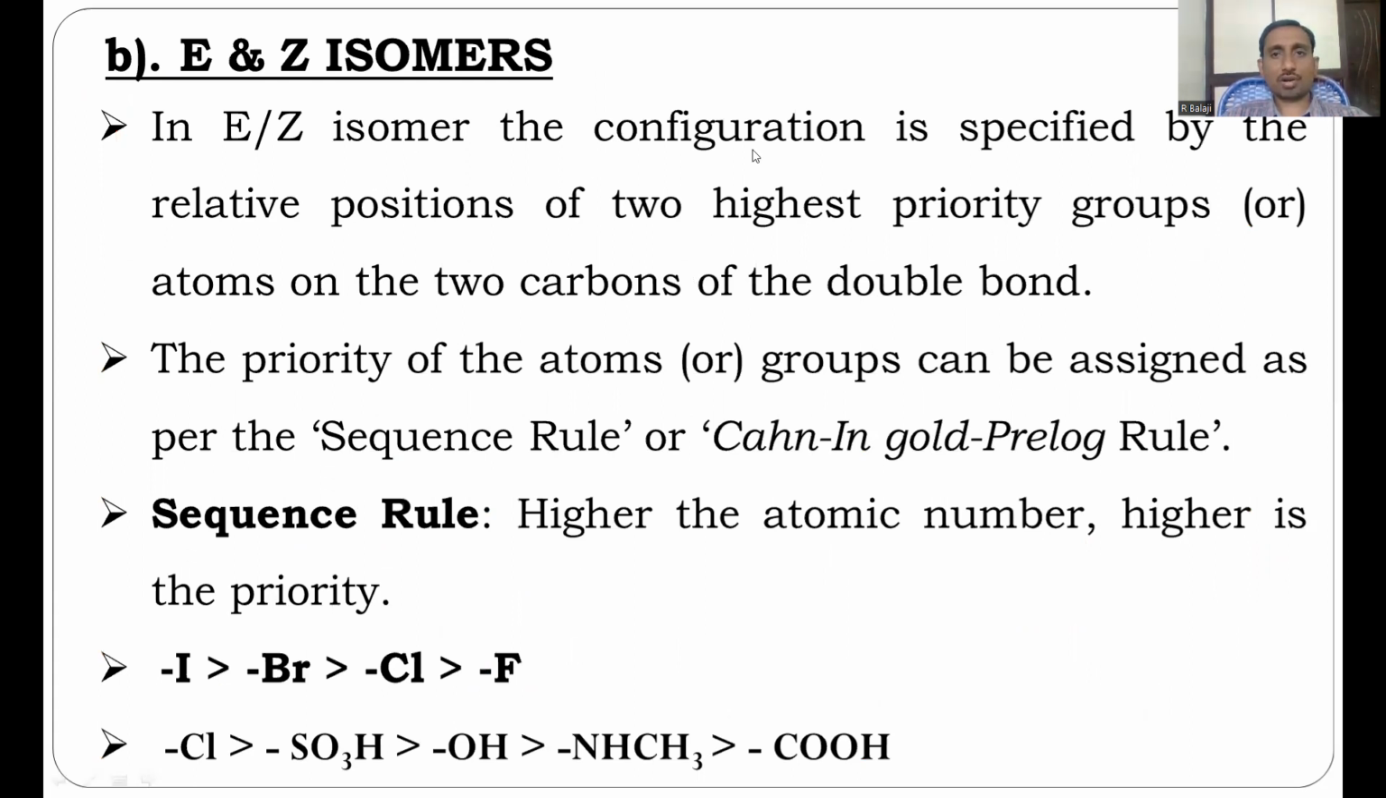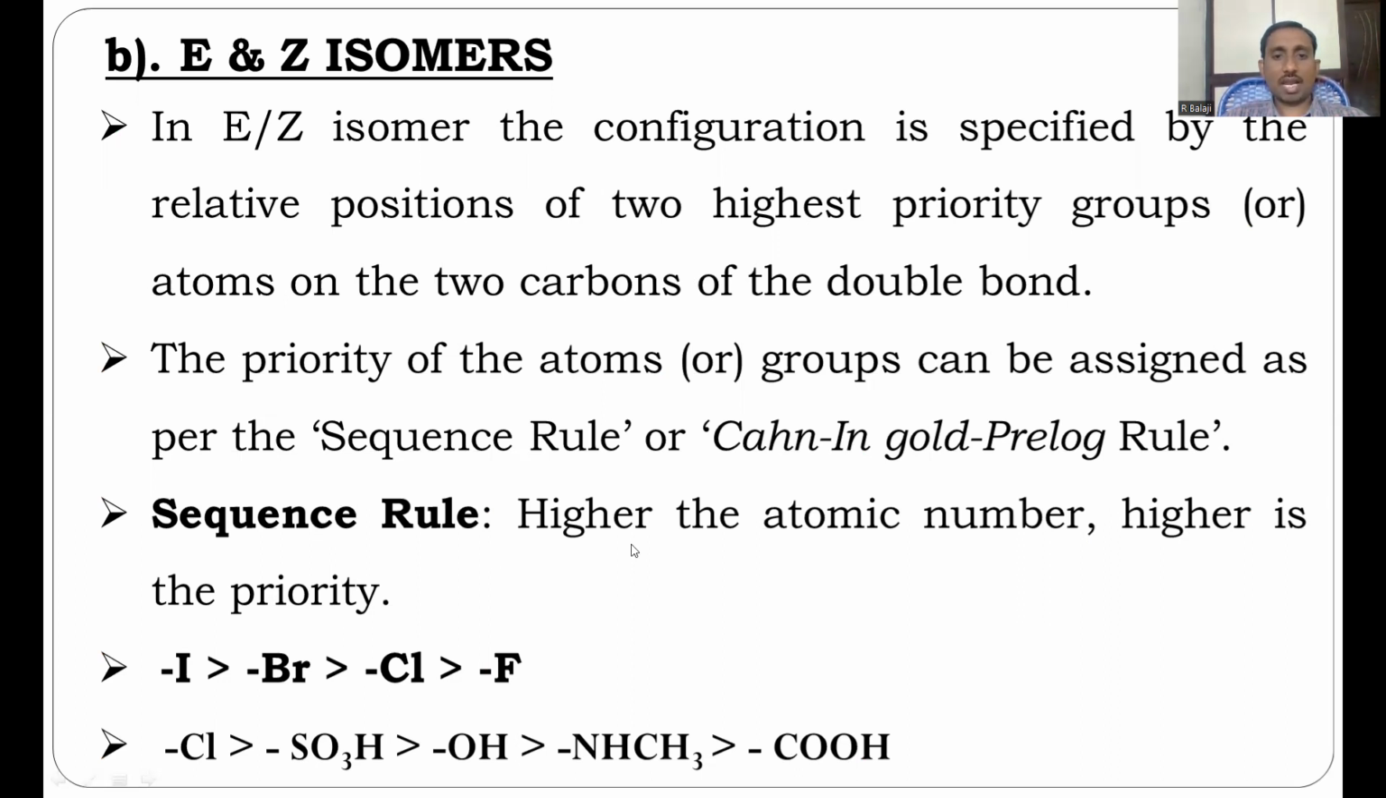Now coming to EZ isomerism. In EZ isomerism, the configuration is specified by the relative position of the two higher priority groups or atoms on the two carbons of the double bonded system. If the double bonded system contains more than two different groups or atoms, the atoms or groups are first given a priority number as per the sequence rule, or Cahn-Ingold-Prelog rule.